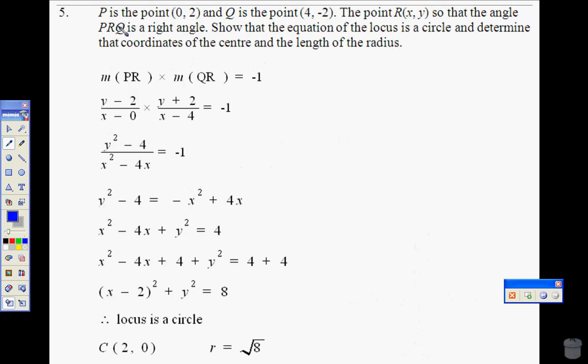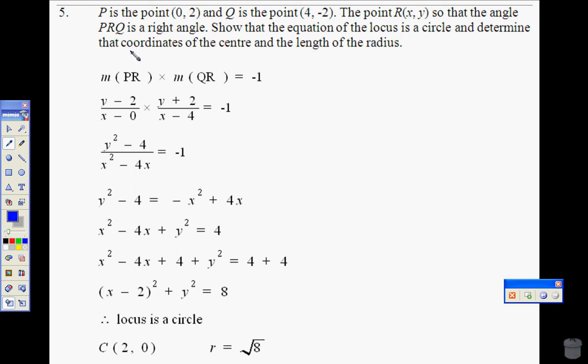The last question here, P is the point 0, 2, Q is the point 4, minus 2. This time we've called the point R that's going to move. So at all times, PRQ is a right angle. Again, it's going to see that they're going to meet at a perpendicular. So show the equation of locus is a circle. That's what we should show.